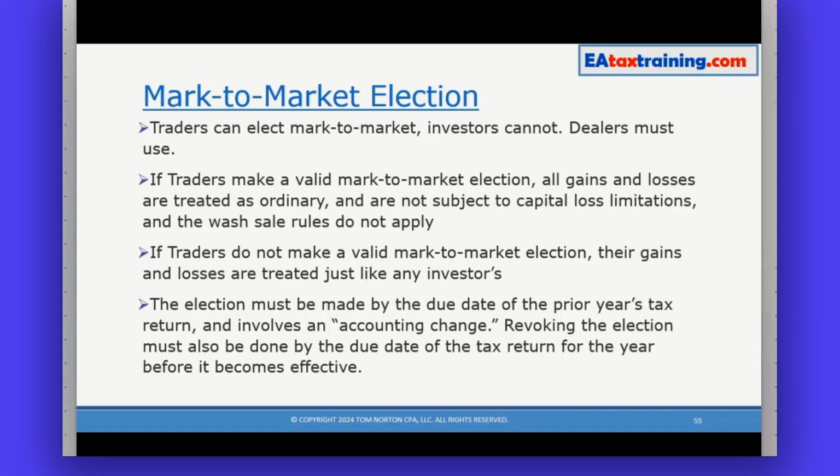They have to tell the IRS, hey, IRS, I want to do this. If they don't do that, then they haven't made a valid election, so their gains and losses are going to be treated just like yours and mine. Any gains are capital gains, any losses are capital losses, and they're limited to $3,000 per year. They have to make this election by the due date of the prior year's tax return, so basically by April 15th. So for 2023, if they want to make this mark-to-market election, they have to make that election by April 15th of 2023, because that's when their 2022 tax return was due.